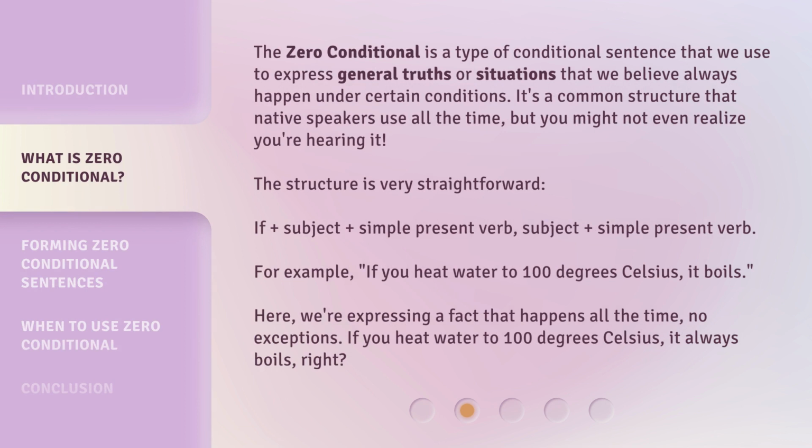The zero conditional is a type of conditional sentence that we use to express general truths or situations that we believe always happen under certain conditions. It's a common structure that native speakers use all the time, but you might not even realize you're hearing it. The structure is very straightforward.